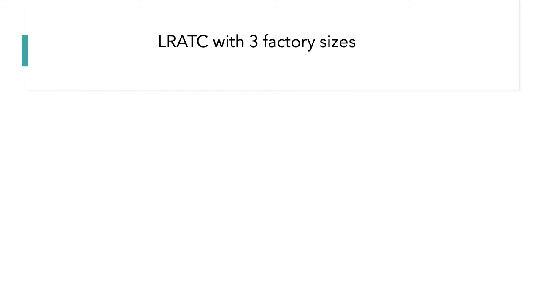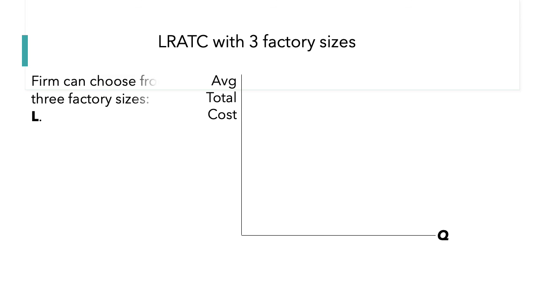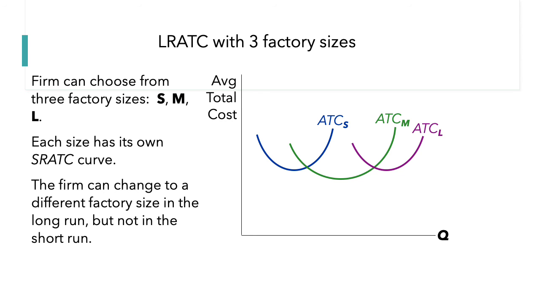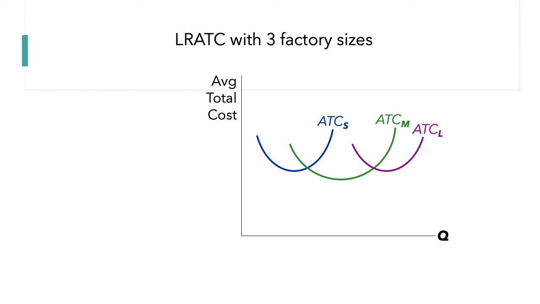So, long run average total cost with 3 factory sizes. If we're looking at a factory size, small, medium, or large, and by factory size we mean the number of units of output these firms produce. Each size has its own average total cost curve. Notice that the large firm, the reason it's large is because it produces more output, and the medium firm has a medium amount of output, etc. The firm can change to a different factory size in the long run, but not in the short.